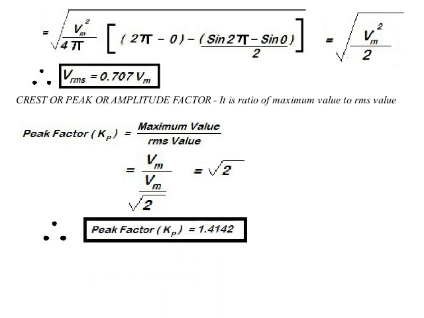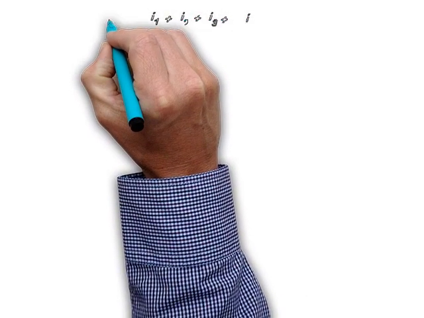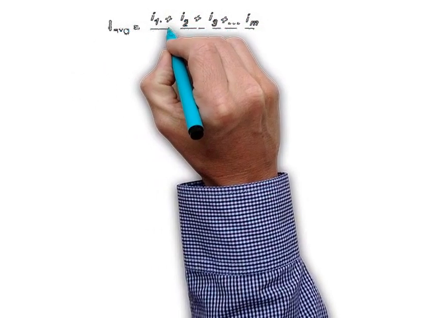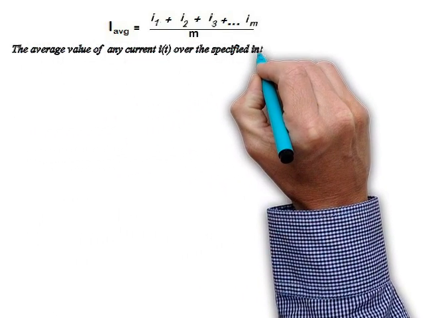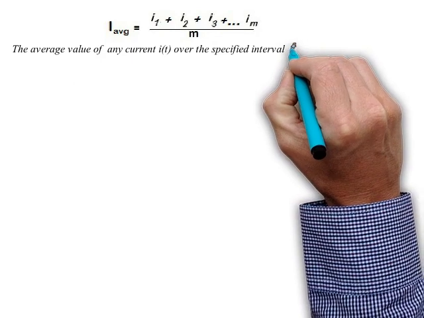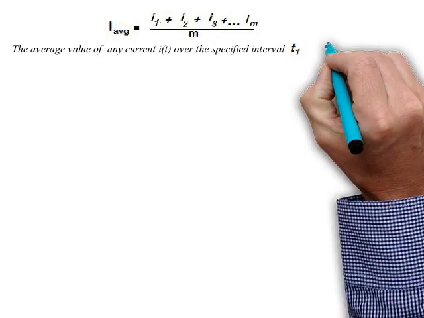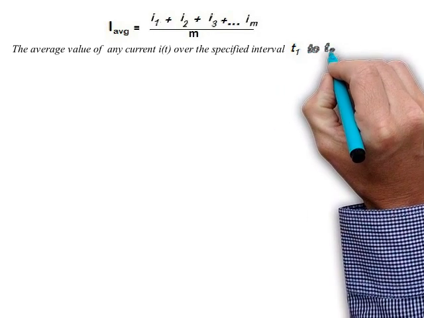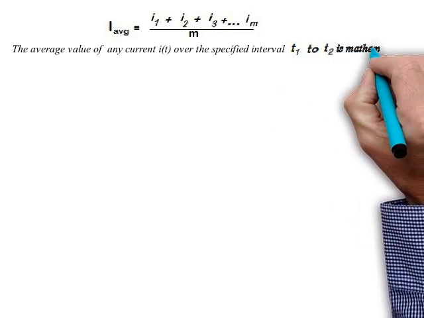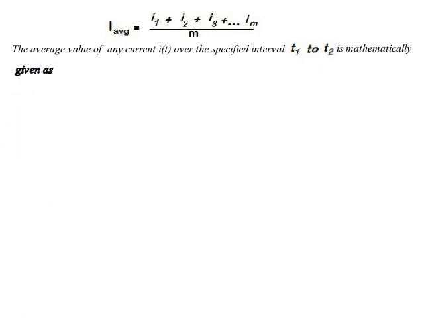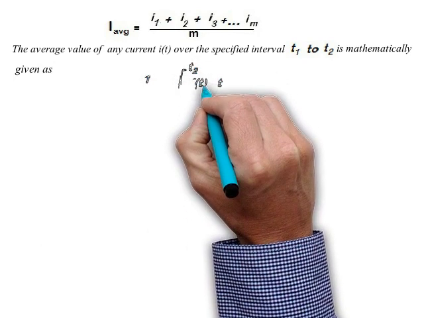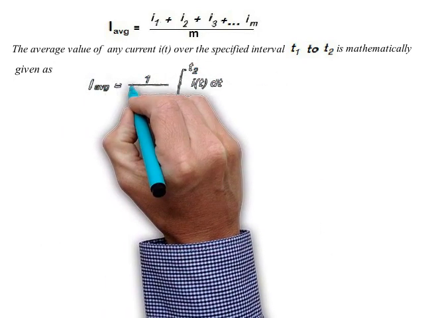Now I average is equal to (I1 plus I2 plus I3 plus up to Im) by m. The average value of any current i(t) over a specified interval, say T1 to T2, is mathematically given as I average is equal to 1 by (T2 minus T1) integration T1 to T2 i(t) dt.